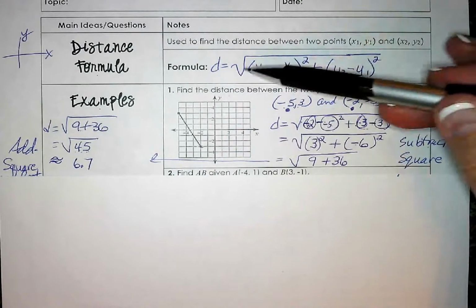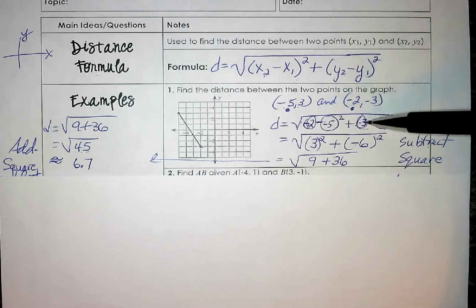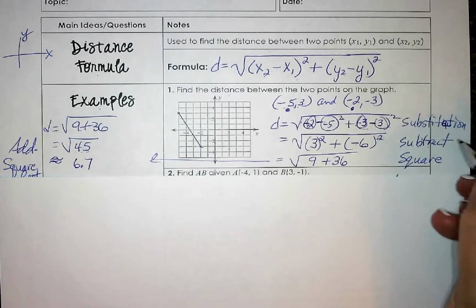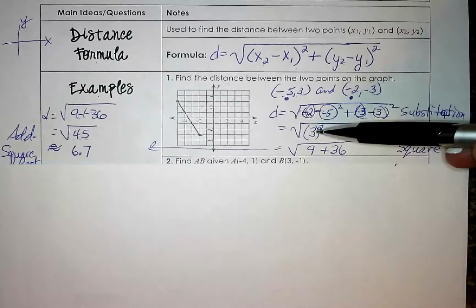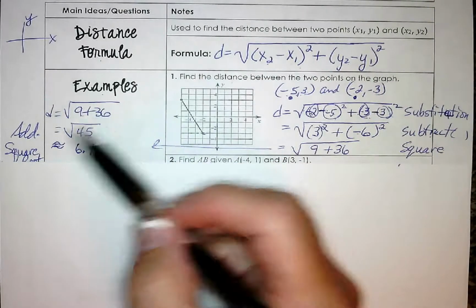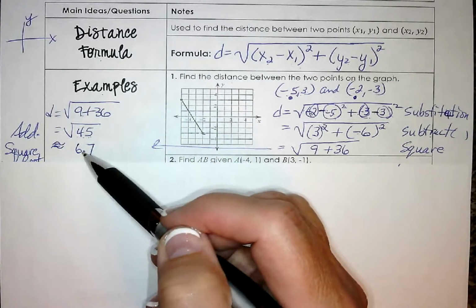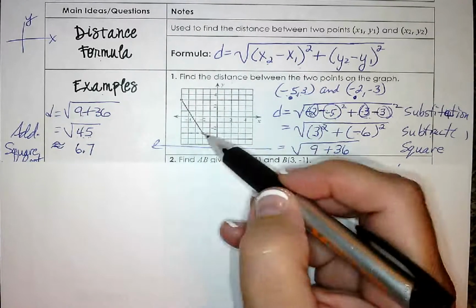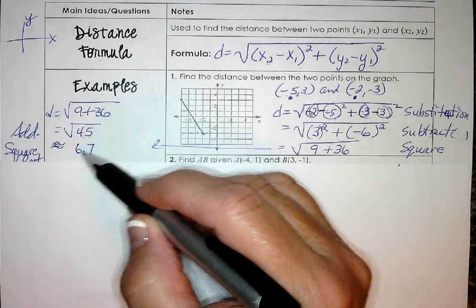I use this formula, plugging in the 4 numbers that I need from those 2 endpoints. So first thing I'm going to do is substitute those in for the x's and the y's. Then I'm going to use order of operations. I'm going to subtract within the parentheses. I'm going to square those 2 answers. I'm going to add those 2 answers, and then I'm going to use my square root button on my calculator to say the distance or the length of this segment is about 6.7.